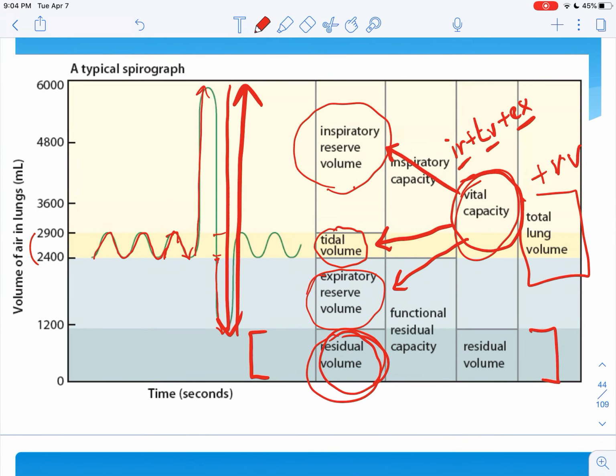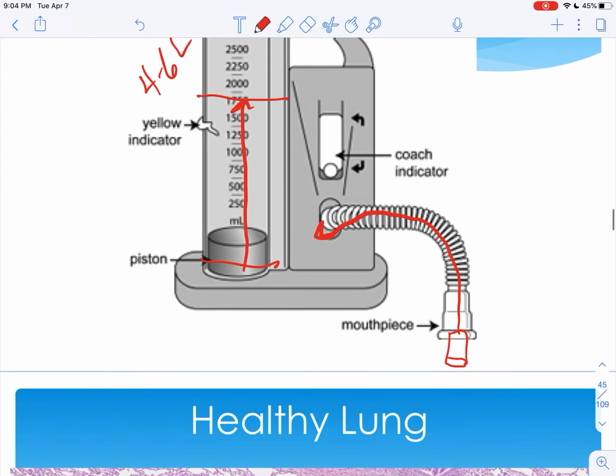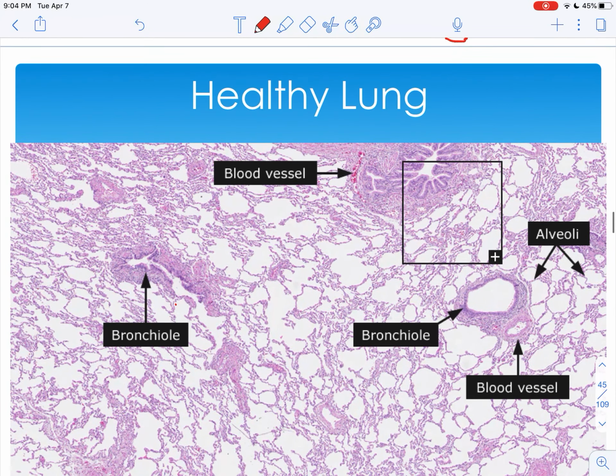When you guys are doing your study sheets, draw yourself this graph. Make sure you know the parts of it. There's a graph like this in your questions in your notes that you can practice with as well. There's a few slides here that we can look at.